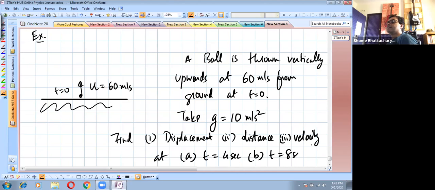So when I say at the time of 4 seconds, I mean calculate the displacement from when I have thrown the ball, that is t equal to 0 till 4 seconds. Calculate the distance traveled from 0 to 4 seconds. Similarly, calculate the displacement from 0 to 4 seconds. Whereas when I talk about velocity, I mean the instantaneous velocity at the moment 4 seconds, or the instantaneous velocity at the moment 8 seconds. Okay. So just start with this question, work this out.